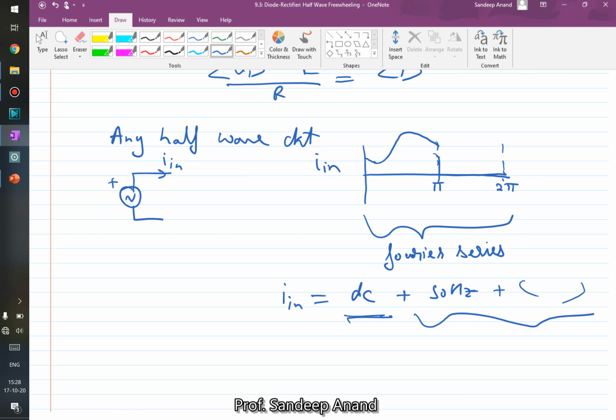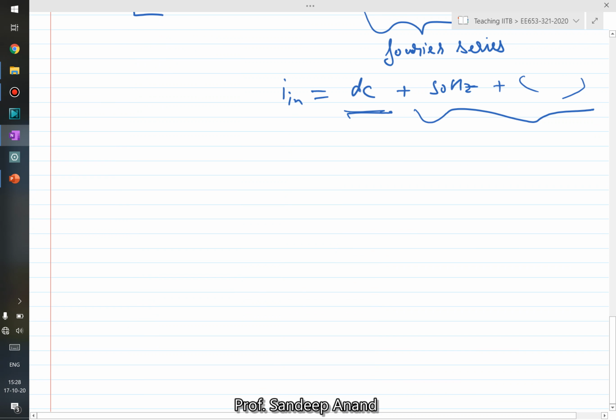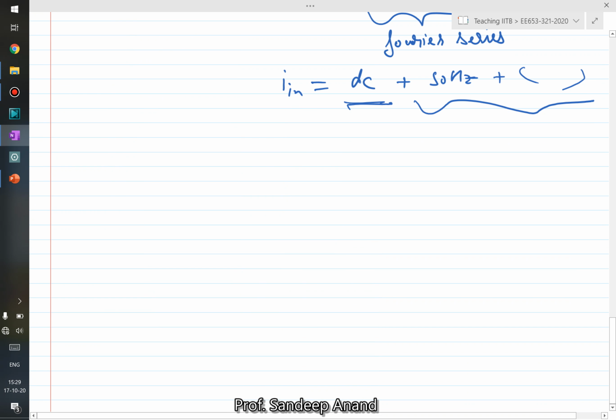Why is that? Let's see. Let's consider a scenario where you have a grid, right? Now what is a grid? A grid is nothing but it steps up, steps down, right? So there are so many transformers connected in this system. So let's say you get an AC source at your home.